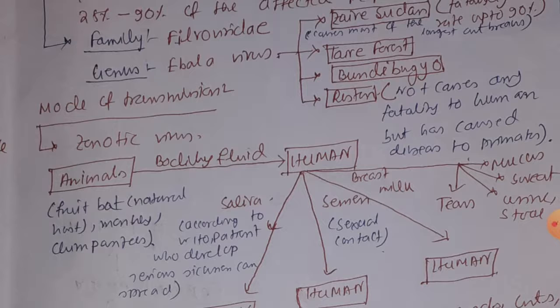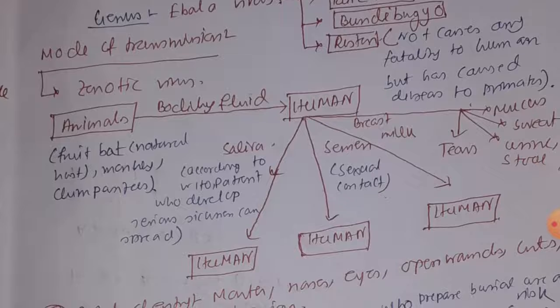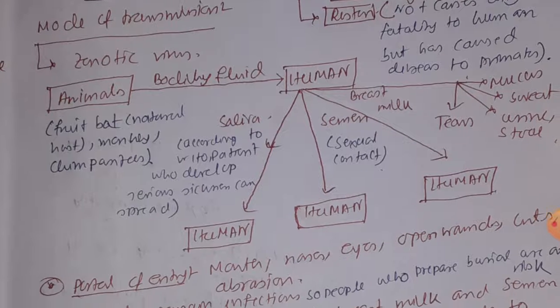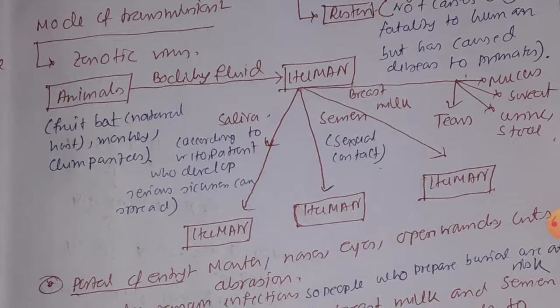So the mode of transmission: because it is a zoonotic virus, it is first transferred from animals to humans via bodily secretion. The most common animals that can transmit the virus are chimpanzees, monkeys, and fruit bats. And the fruit bat is the natural host of Ebola virus. That is important for MCQ purposes. And from humans it can be transmitted via various things such as saliva, semen, breast milk, tears, sweat, stool, urine, etc. That means any kind of bodily fluid can transmit Ebola virus.